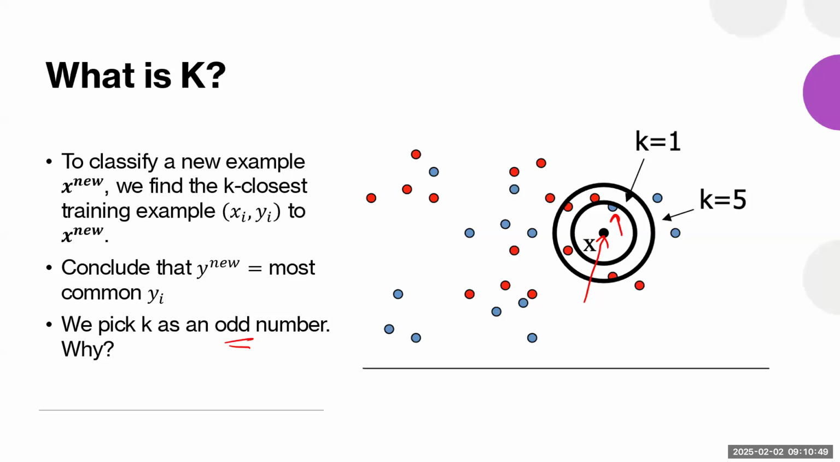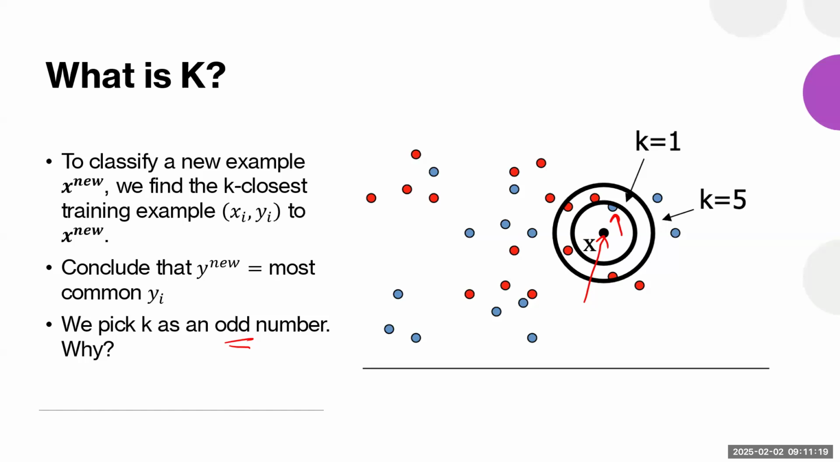Why does it have to be odd, right? If it's an even number, it can have a tie. You have the same number of blue and red, and you don't know which one to pick. But if it's an odd number, you make sure that one side is going to win. This is true for the data with two classes.